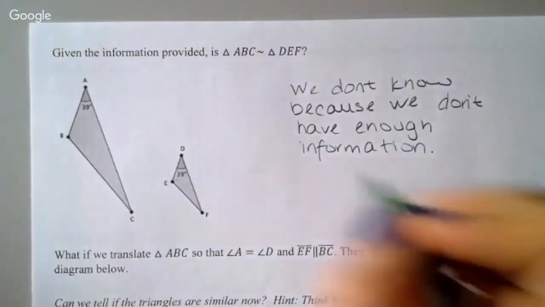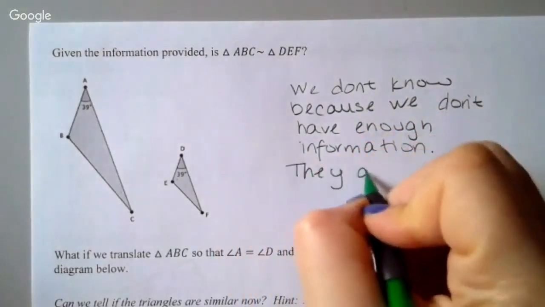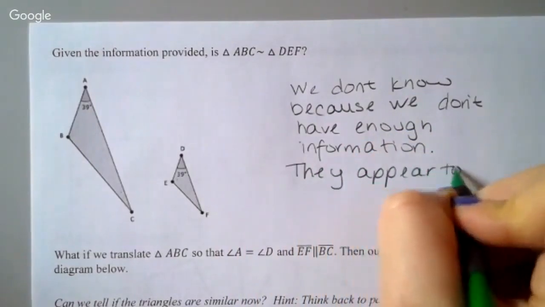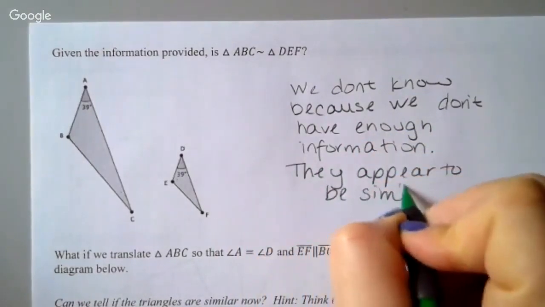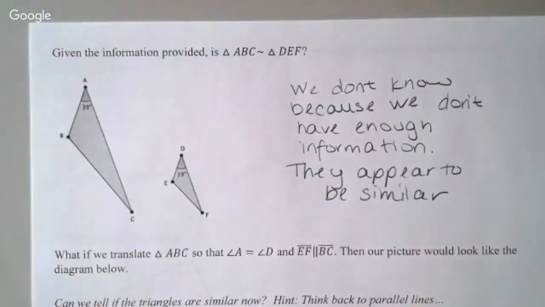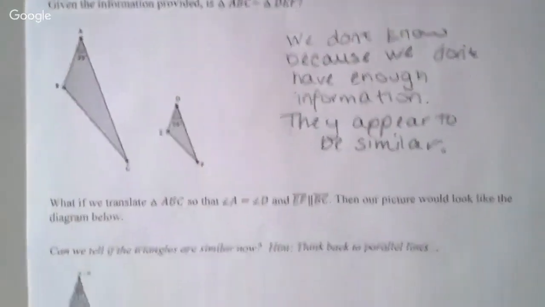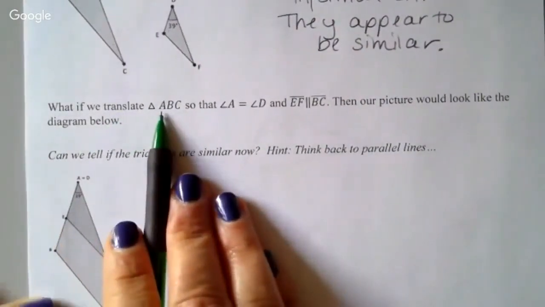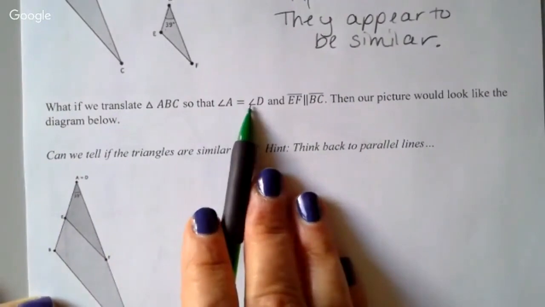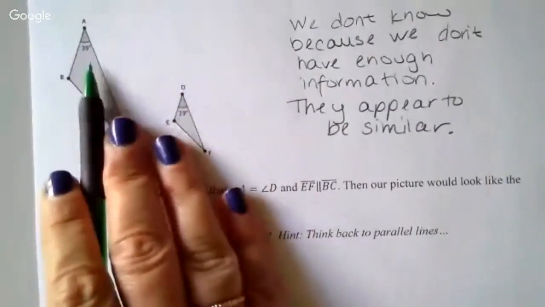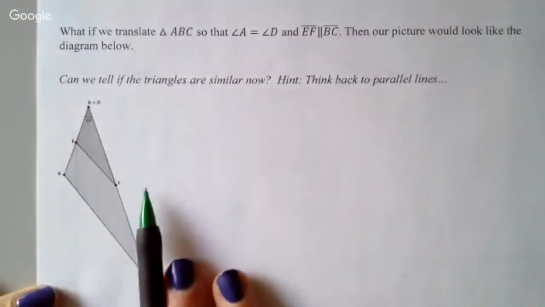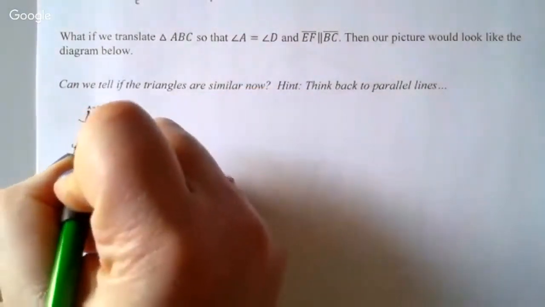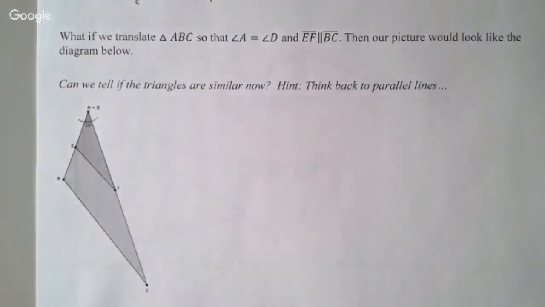All I can say is that they appear to be similar, like we did on the front, just for our little quick activity. Looking at them, they look like they're the same shape, but different sizes. So that would mean a dilation happened and they must be similar. But I have to be able to prove that. So what if we translate triangle ABC so that angle A equals angle D? Basically I took the little guy and put it in the big one. It looks like this new picture down here. So this angle up here now, they share, and we know it's 39 degrees.